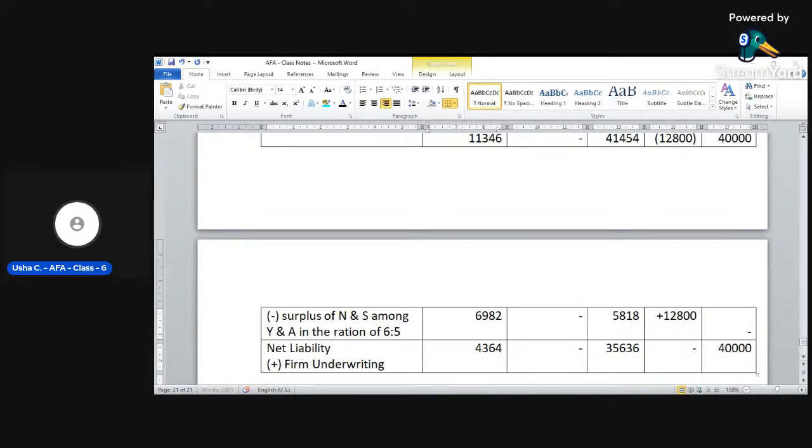Why? Malashri is asking why, ma'am. What happened?